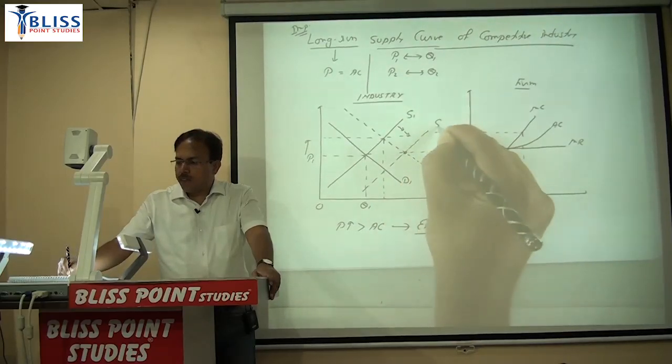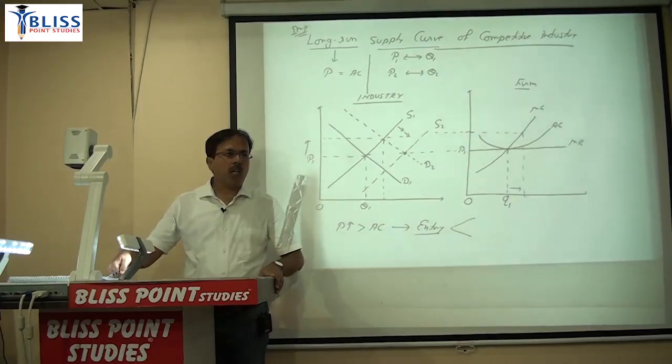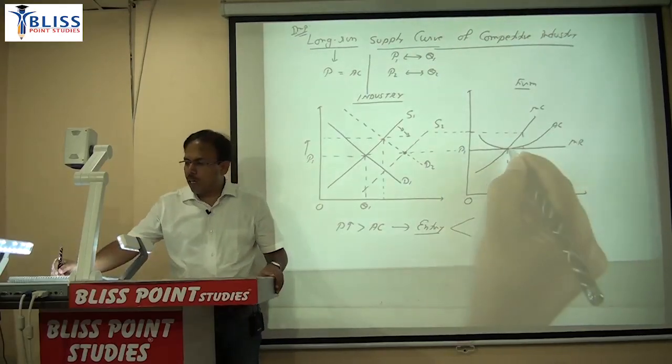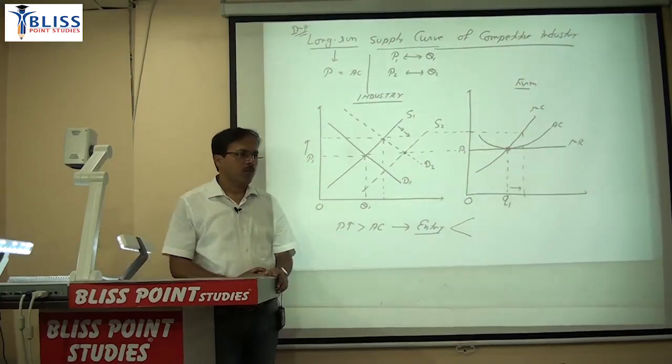The supply curve has shifted enough to the right so that price has returned back to the original level. So at the original level again, firms are producing the same quantity. What about the industry output now?